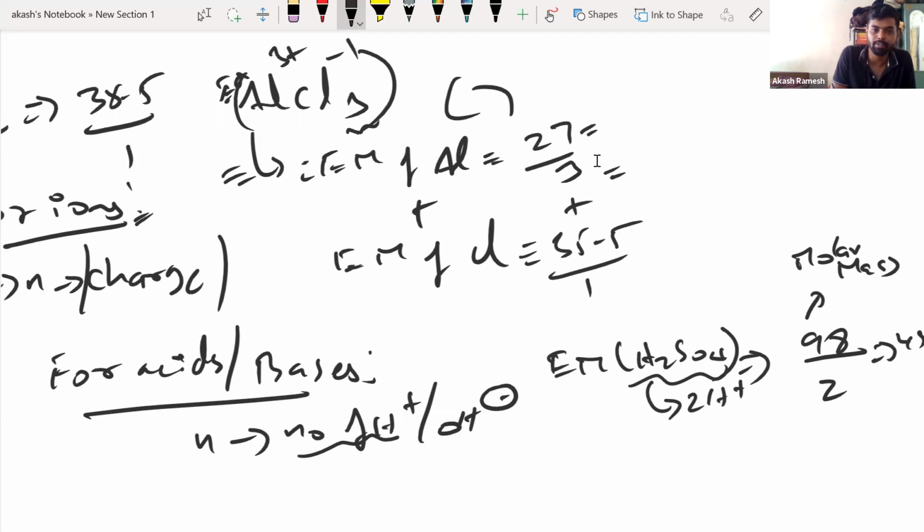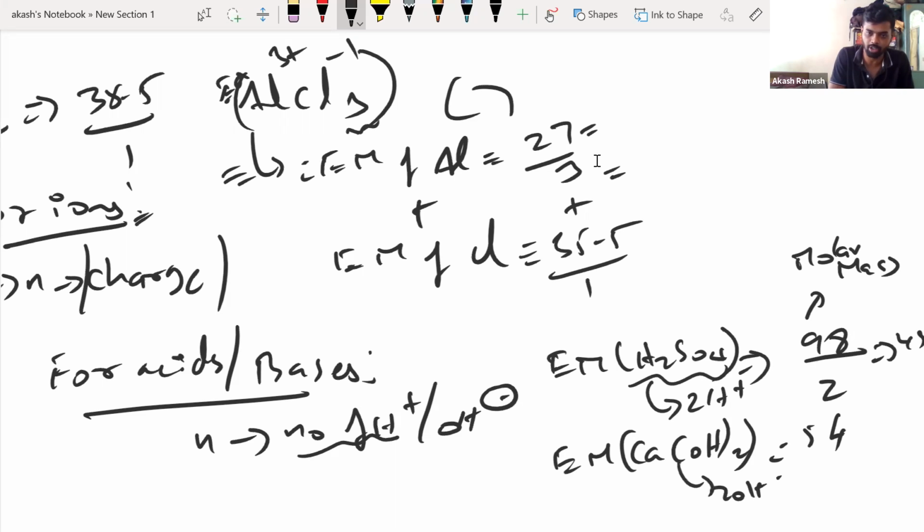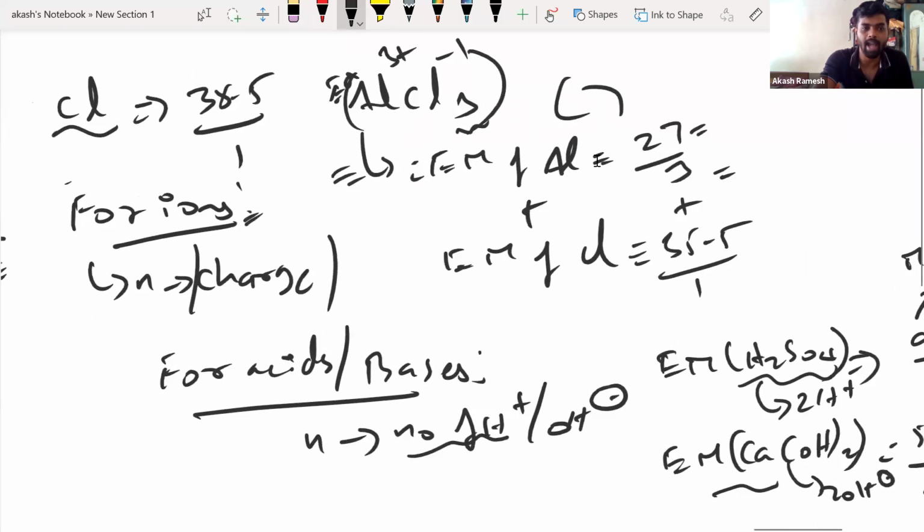Same way, if I have to find the equivalent mass of, say, calcium hydroxide. What is the molar mass? 16 plus 1, 17. 17 times 2 is 34. 34 plus 20 is 54. 54 is the molecular mass of Ca(OH)2. I know it can give me 2 OH- ions, so that would be divided by 2. The n factor in this case would be 2. So this would be 27 grams, the equivalent mass of Ca(OH)2. Like this you can do it for acids and bases.